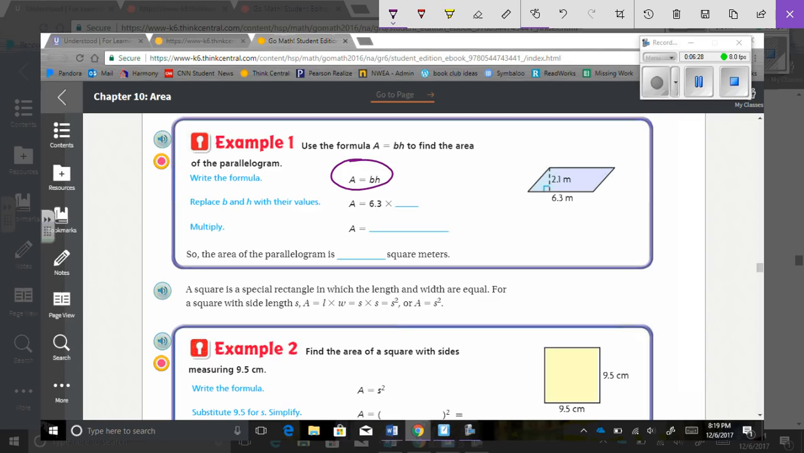Replace the B and the H with their values. So area equals 3.6 meters times, and let's look at the height right here, which is 2.1 meters. And then you're going to multiply. So you're just going to go ahead and multiply 3.6 multiplied by 2.1, which gives you 13 and 23 hundredths. So then your area of the parallelogram is 13.23 square meters.